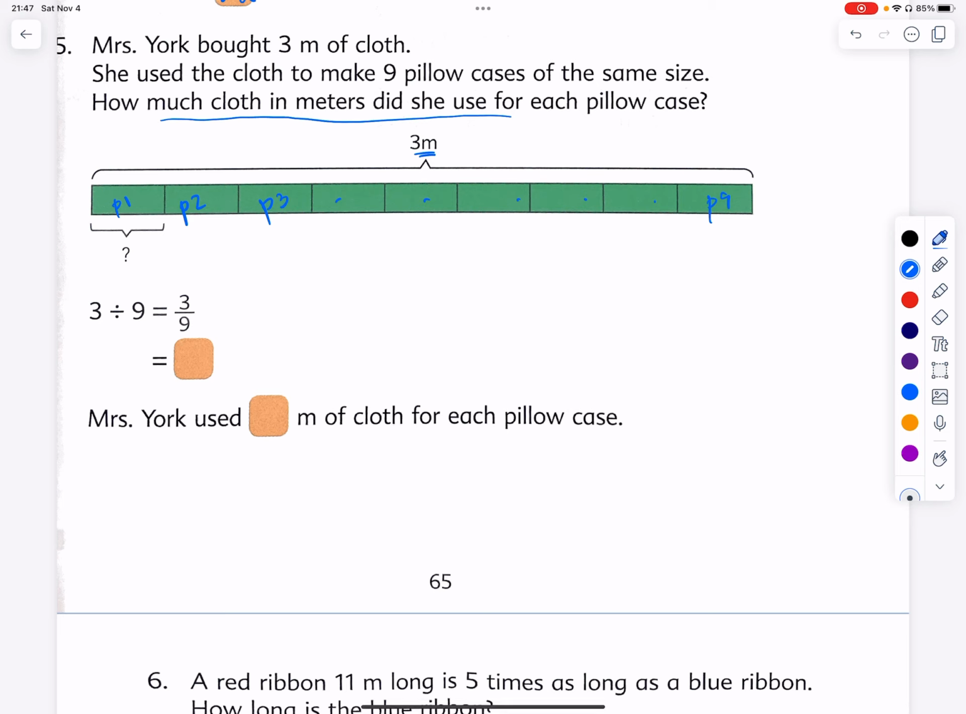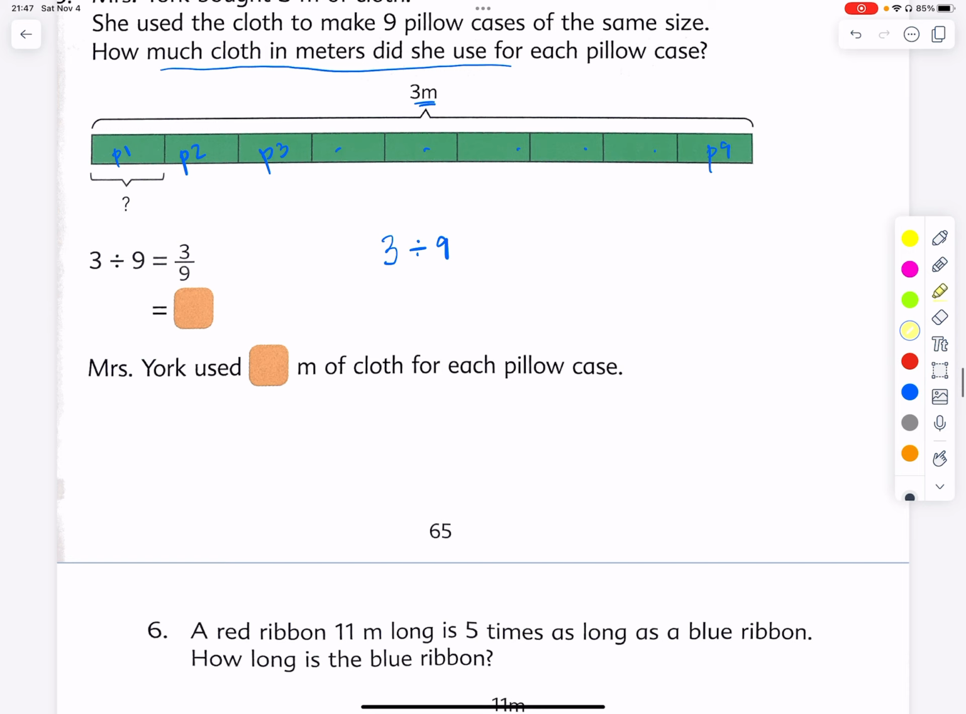Well, it's a division problem. 3 divided by 9. For the first time, you are dividing a smaller dividend. Don't be afraid. 3 over 9 can be written as 3 over 9. It's the same thing, which of course simplifies to 1/3 of a meter.